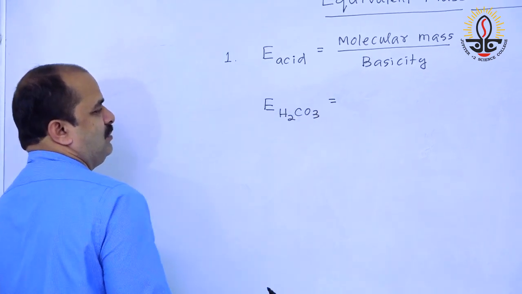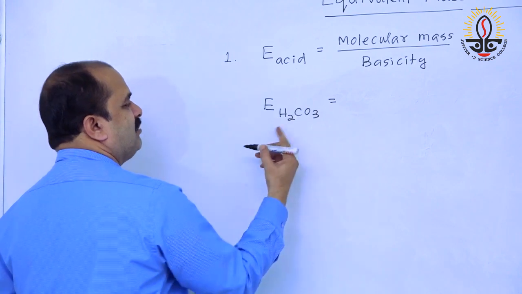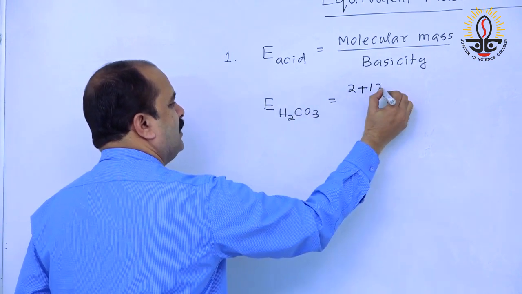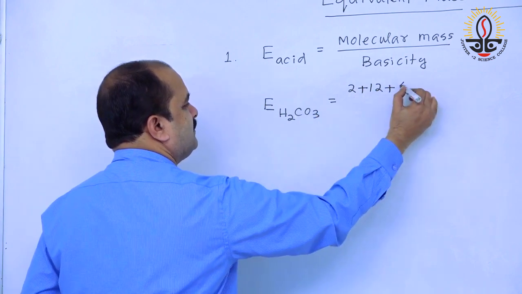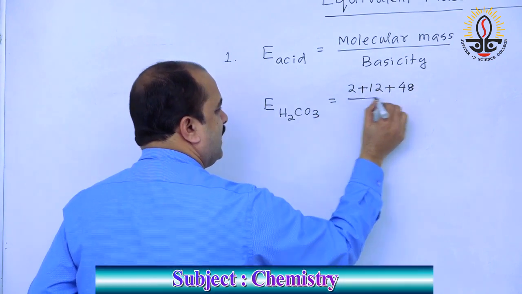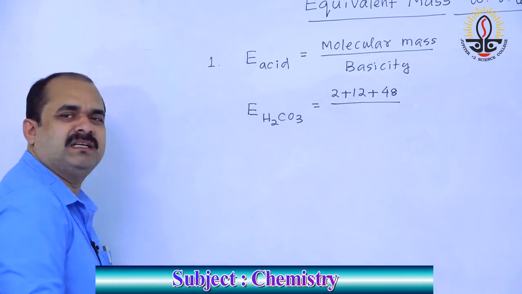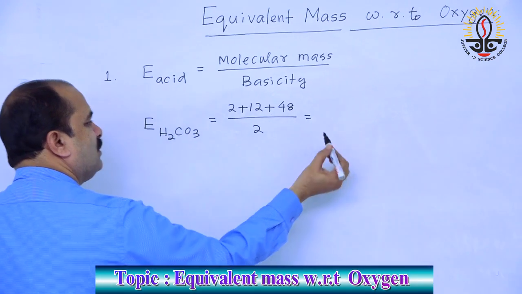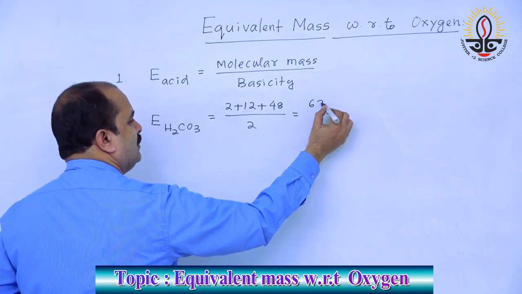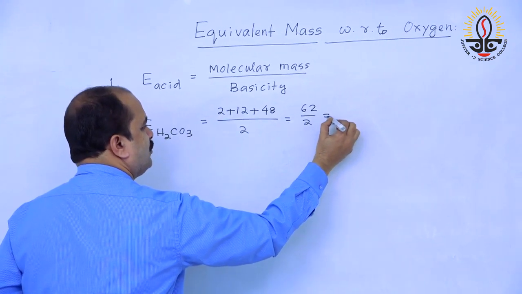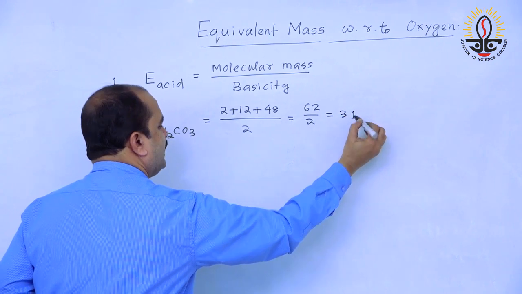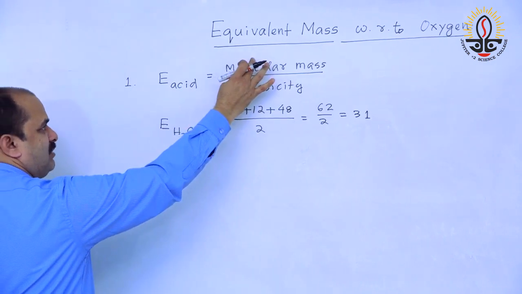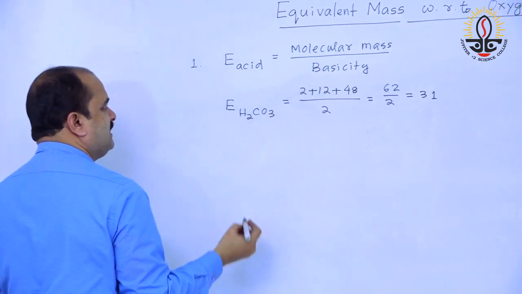H2CO3, carbonic acid. The molecular mass of carbonic acid is 2 plus carbon 12 plus oxygen 48, divided by the number of H plus ions in carbonic acid, which is 2. So 62 divided by 2 is equal to 31. Equivalent mass of carbonic acid is 31. It is the molecular mass divided by basicity.